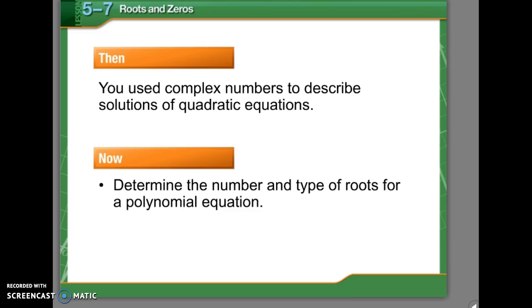So in the past, we've used complex numbers to describe solutions of quadratic equations, and in this lesson we're going to determine the number and the type of roots for a polynomial equation, and then find the zeros of the polynomial equation.